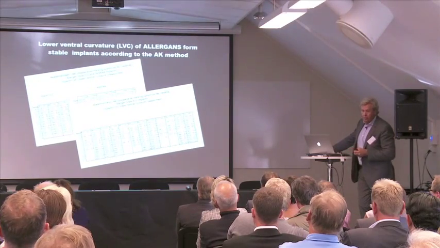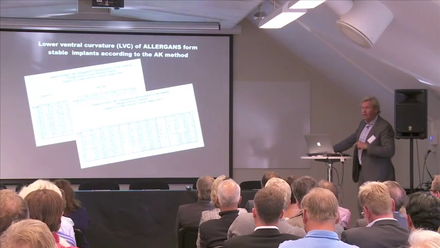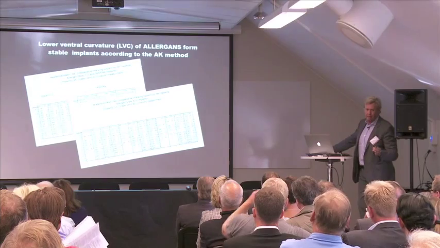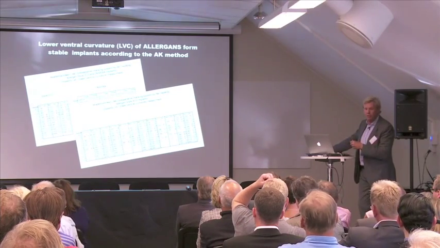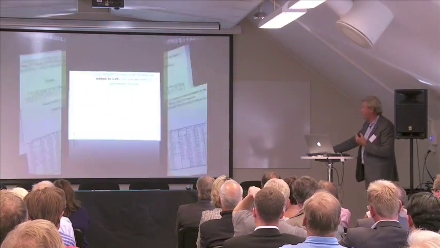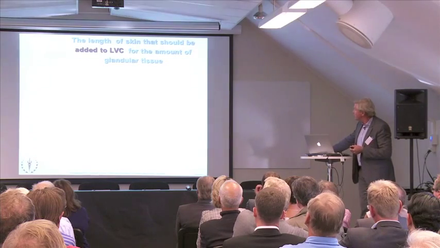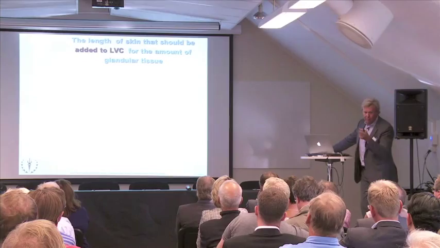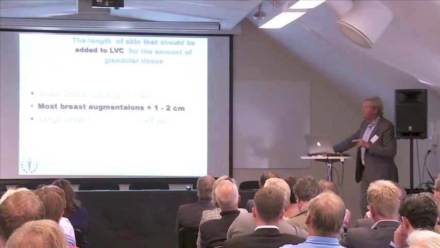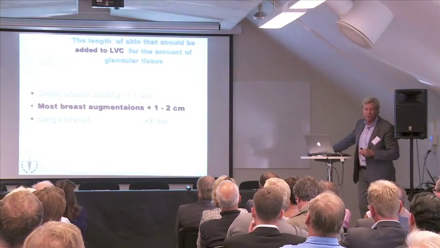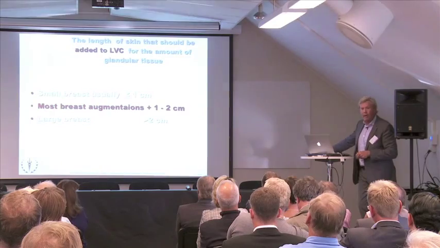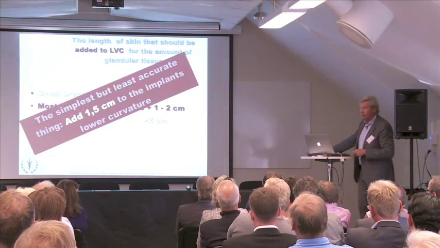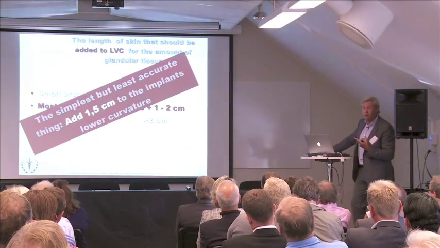The LVC values of implants can be calculated for every single implant, just by measuring it on a piece of paper. I've done it for Allergan's implants, which we have mainly been used to. Now, how much do we add for the gland, the difference between the red and the purple line? Well, I would say in a typical breast augmentation it is about 1 to 2 centimeter. If you make it really simple, you could add 1.5 centimeter to the LVC value of the implant.